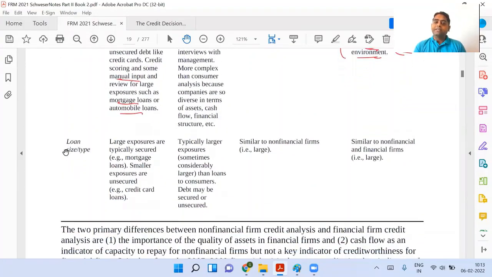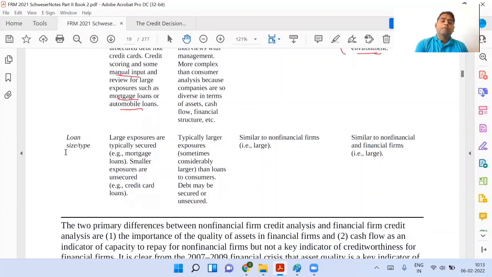Taking you towards the loan size. When we talk about the loan size, retail customers generally have a very small loan size. But if we talk about home loans, then it can be slightly bigger, and in most cases these are all secured. In some cases, like a personal loan, it might be slightly unsecured for the retail customer.